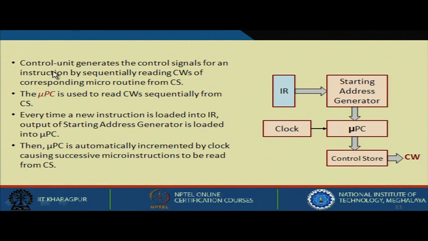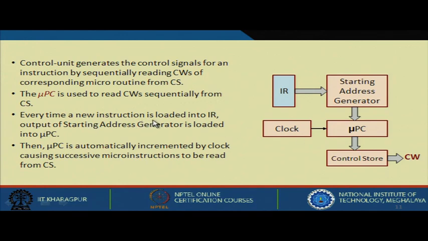As I have already discussed, the control unit generates the control signals for an instruction by sequentially reading the control words of the corresponding micro routine from the control store. So the control store stores the control words, or we can say it stores the micro routine. The MUPC is used to read the control words sequentially from the control store, one by one.